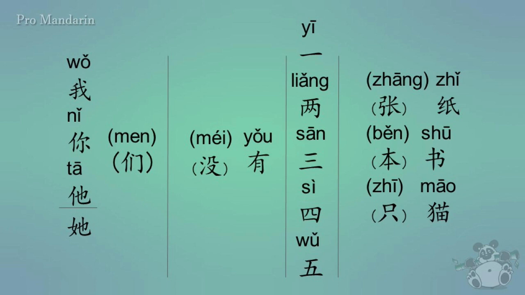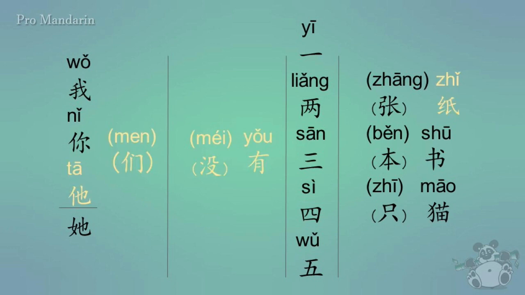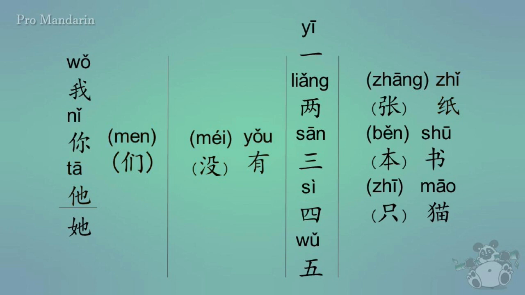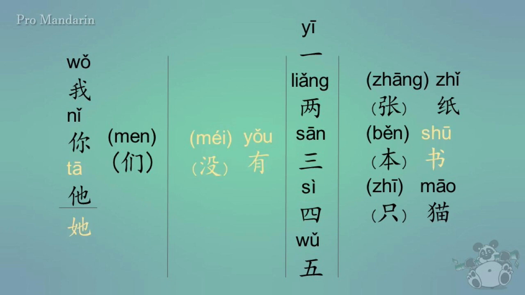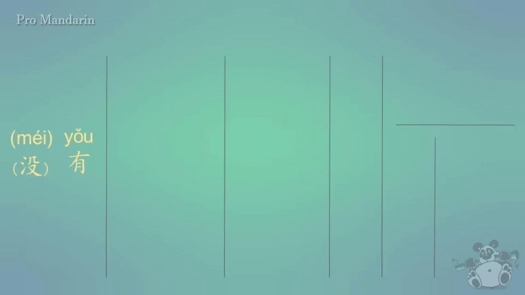For the next part of this lesson, I'm going to get into some other ways to emphasize that we don't have any at all, or even asking questions, how many do you have? So before we get into that, how would you say they don't have paper? 他们没有纸. Now let's give one more example before we move on. How would you say she doesn't have any books? 他没有书.